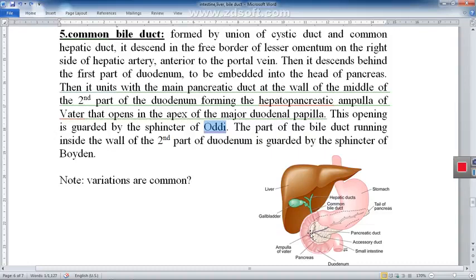After that, the common bile duct unites with the main pancreatic duct to form the hepatopancreatic ampulla of Vater that opens into the medial aspect of the second part of the duodenum by the major duodenal papilla that is elevated here in the mucosa. This papilla is guarded by a sphincter called the sphincter of Oddi. You have to know also that the intramural part of the common bile duct, which is inside the wall of the duodenum, is also guarded by a valve which is called the valve of Boyden.